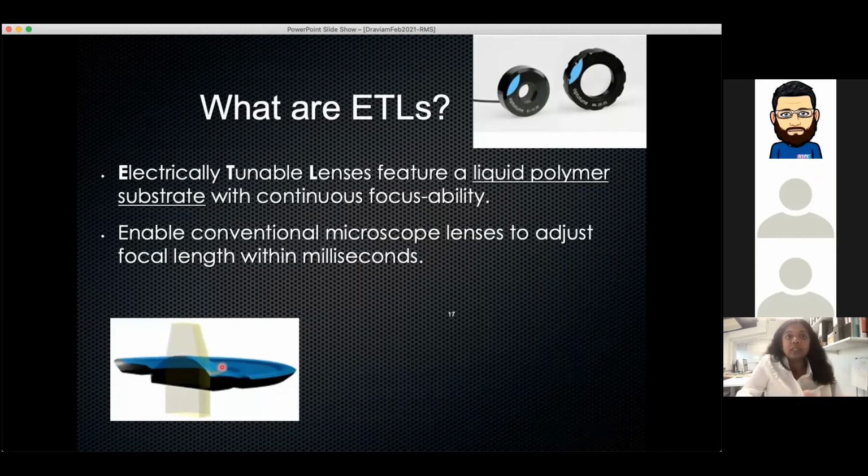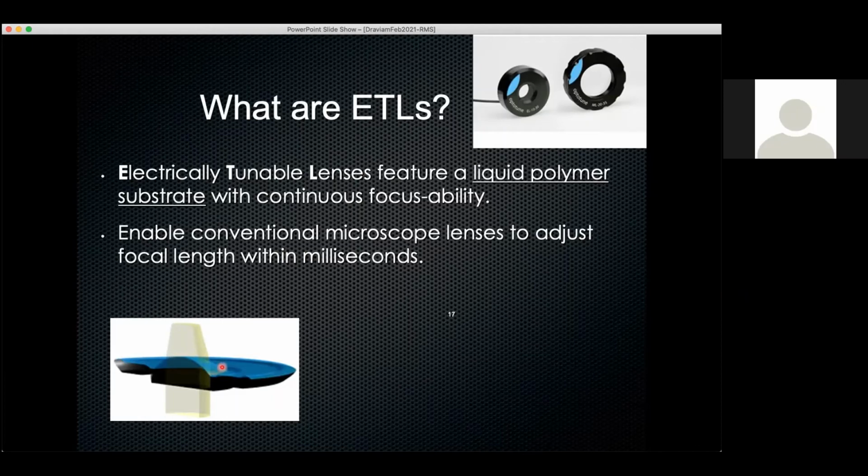But that also means it introduces errors in terms of how the objectives allow light paths. So we have a review in JCS just telling about all the difficulties with using electrically tunable lenses. So obviously they are not as good as our glass objectives that have very standard and specific substrate which do not change in refractive index or curvature.